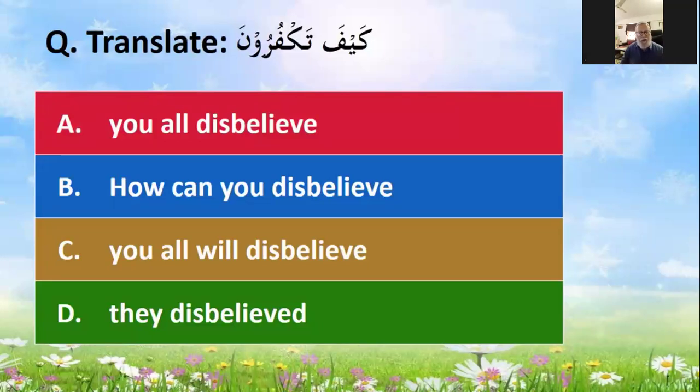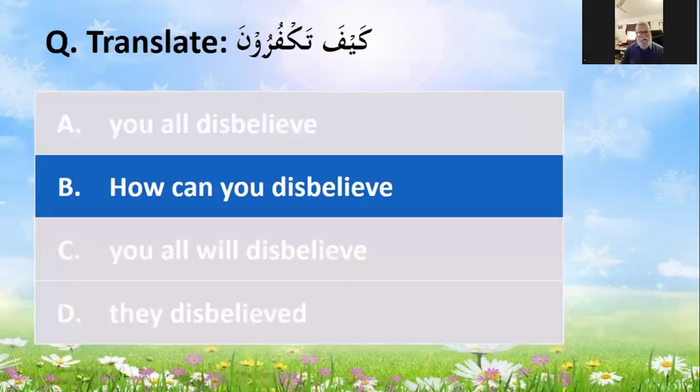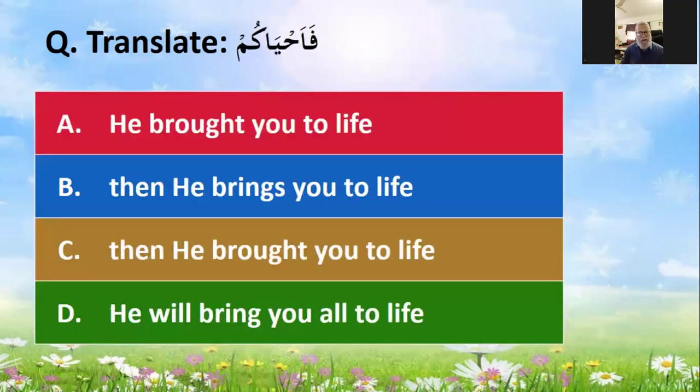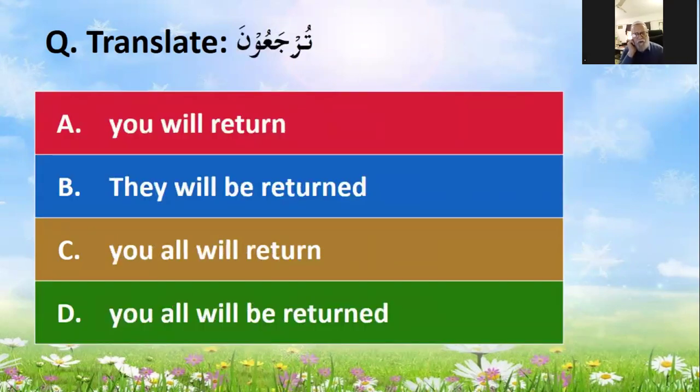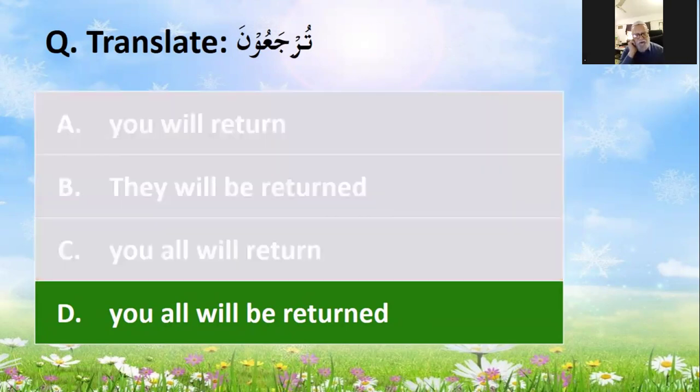كيف تكفرون? How can you disbelieve? فَأَحْيَاكُمْ: he brought you to life, then he brings you to life, then he brought you to life, he will bring you all to life. A, B, C, D. No, then he brought you to life. فَأَحْيَاكُمْ is a madi. تُرْجَعُونَ: you will return, they will be returned, you all will return, you all will be returned. A, B, C, D. It's D. You all will be returned.